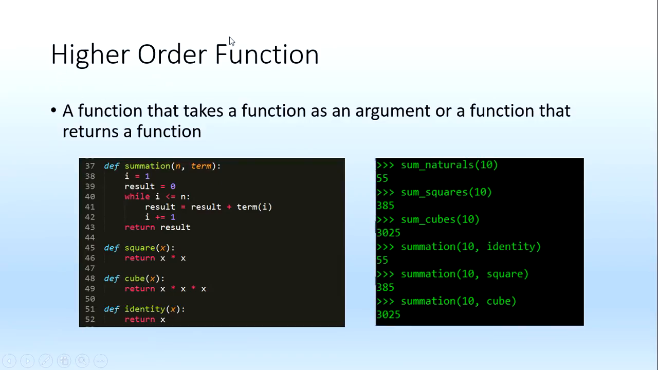So now we've seen our first definition of a higher order function. A higher order function, formally defined, is a function that takes in a function as an argument or a function that returns a function as a return value. We haven't seen the second case yet, but I'll show you an example of that.